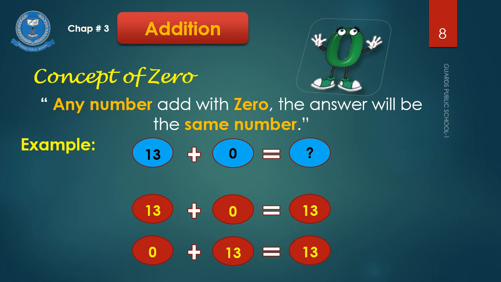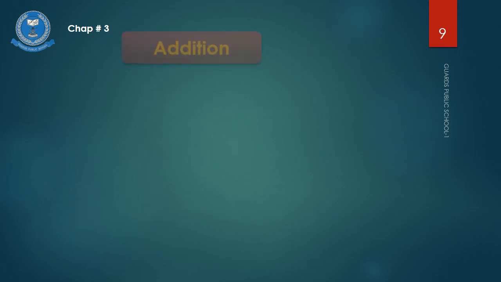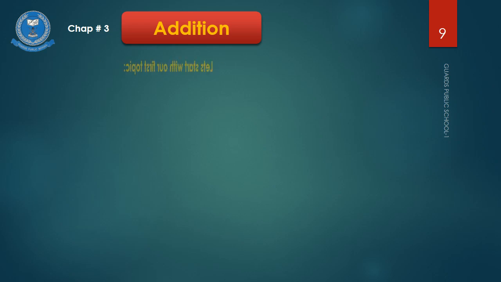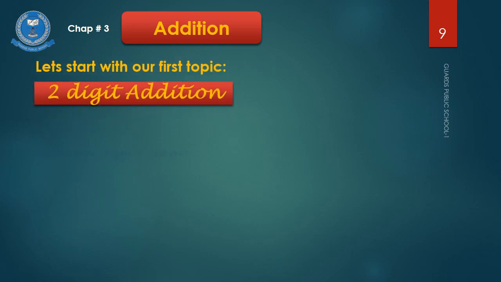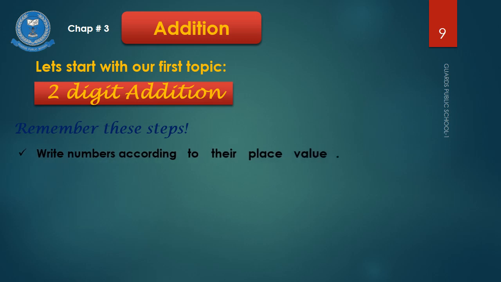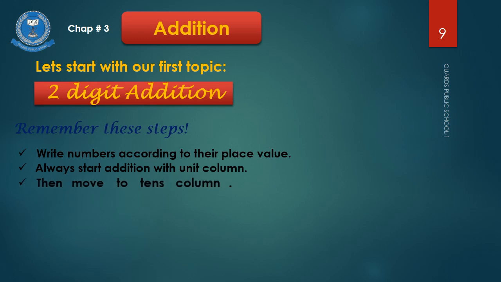Okay, come on students, let's start with our first topic, 2-digit addition. Before that, you have to remember these steps. Number 1, write numbers according to their place value. Number 2, always start addition with the unit column. Number 3, then move to the tens column. Understand? Let's see an example.